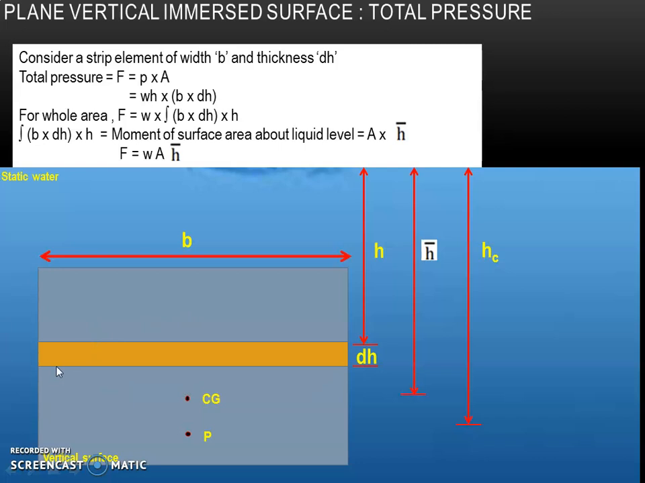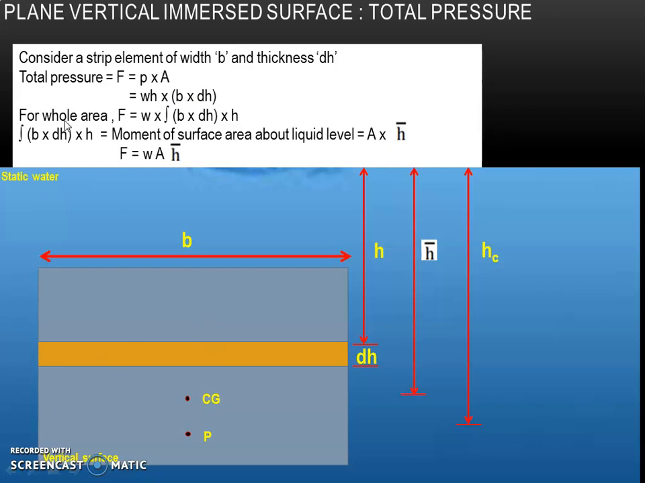In this vertical surface, we will consider a small strip of width B and thickness dH. The total pressure F will be equal to pressure into area. We know that pressure is equal to W into H and area of this strip element is B into dH. So now this we have written for the small strip.